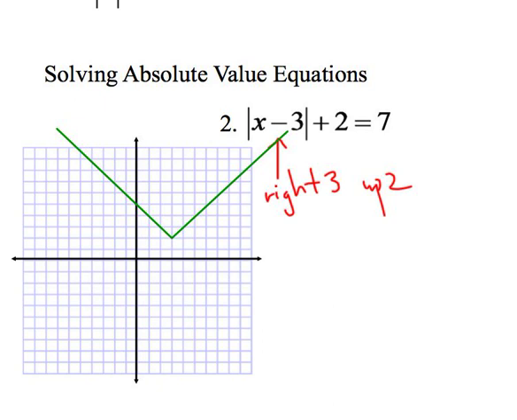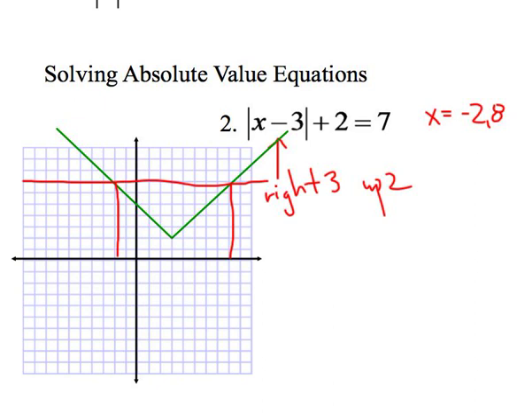Now for that 7, imagine that there is a horizontal line at 7, right there. So you'll notice that I have 2 intersection points, and it looks like the 2 intersection points are located at x equals -2 and +8.